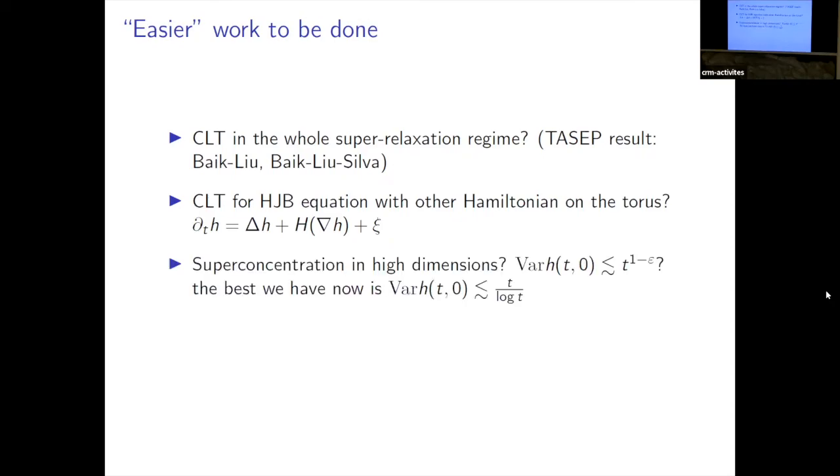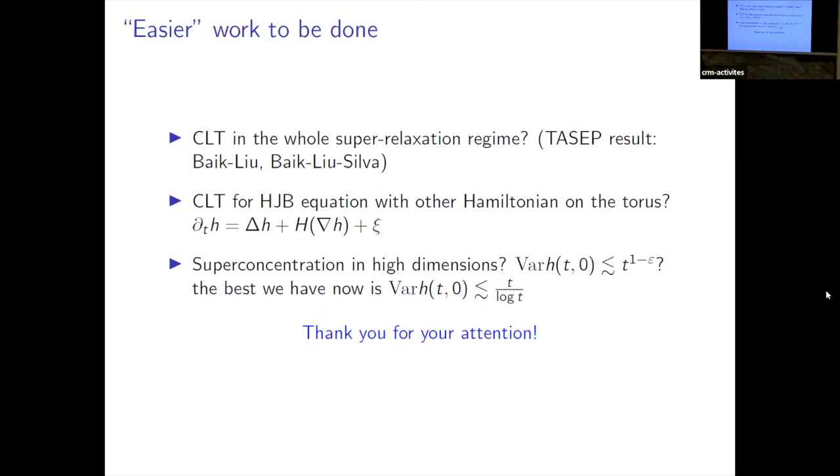Okay, so in high dimensions, a less ambitious goal is to show something like this. So the variance grows sublinearly. So if you can find some epsilon such that you can have an upper bound of this form on the variance, that would be extremely nice, I think. And the best we have now is this T over log T growth. Okay, that's it. Thanks for your attention.